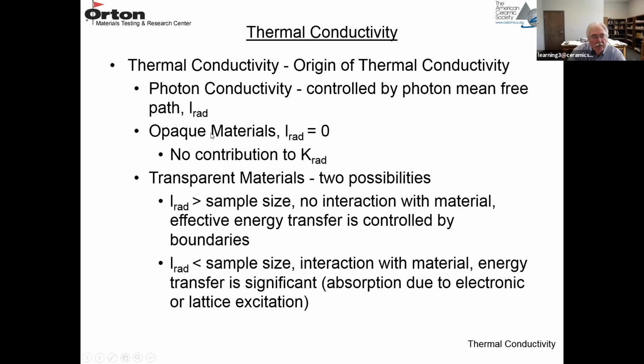Refractory materials are opaque. You can't see through them. So the mean free path for the radiation is 0. So there's no contribution to K radiation. However, if the material is transparent, there's 2 possibilities. If the radiation mean free path is bigger than the sample size, the radiation just travels through the material. It does not react with or interact with the material. Any energy transfer is controlled at the boundaries. If the radiation mean free path is smaller than a transparent sample, it interacts with the material. There's energy transfer, and it can be significant, and that's by absorption due to electronic or lattice excitation. So for opaque refractory materials, there's no contribution to photon conductivity, and these are the 2 cases for a transparent material.